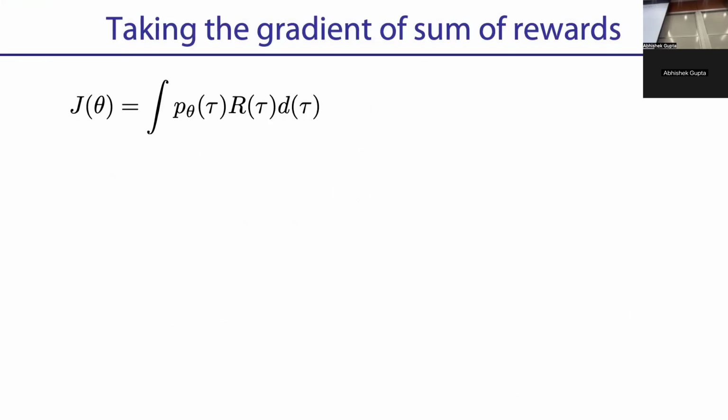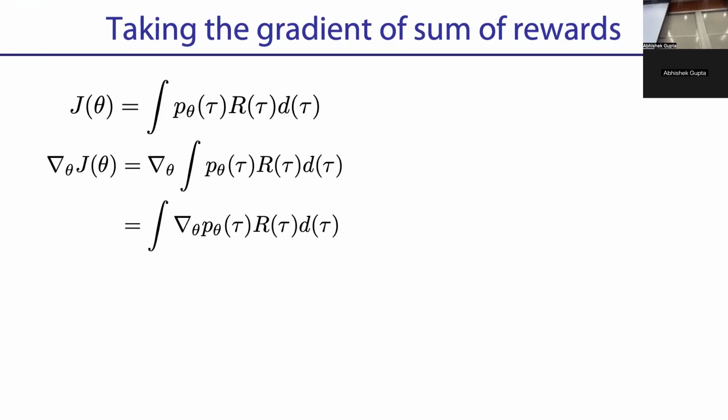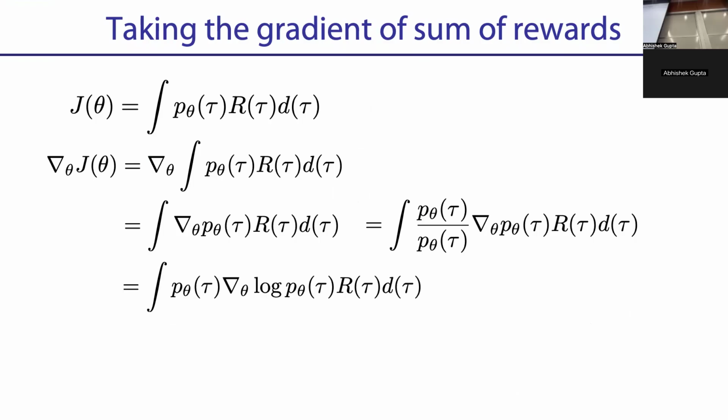The way we're going to do that is we're going to write this expectation as an integral. We're going to move the gradient inside. We're going to do a little multiply and divide. And we are going to rewrite this as an expectation of grad log p times r. I think one thing that will be helpful is to think about this from the perspective of what intuitively happens. So intuitively, what does this objective do?